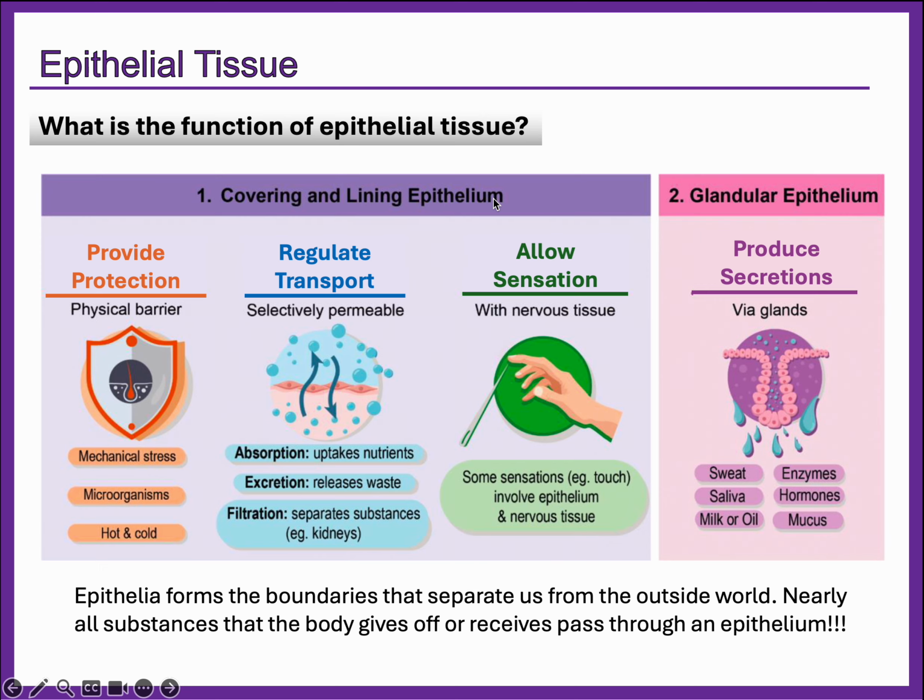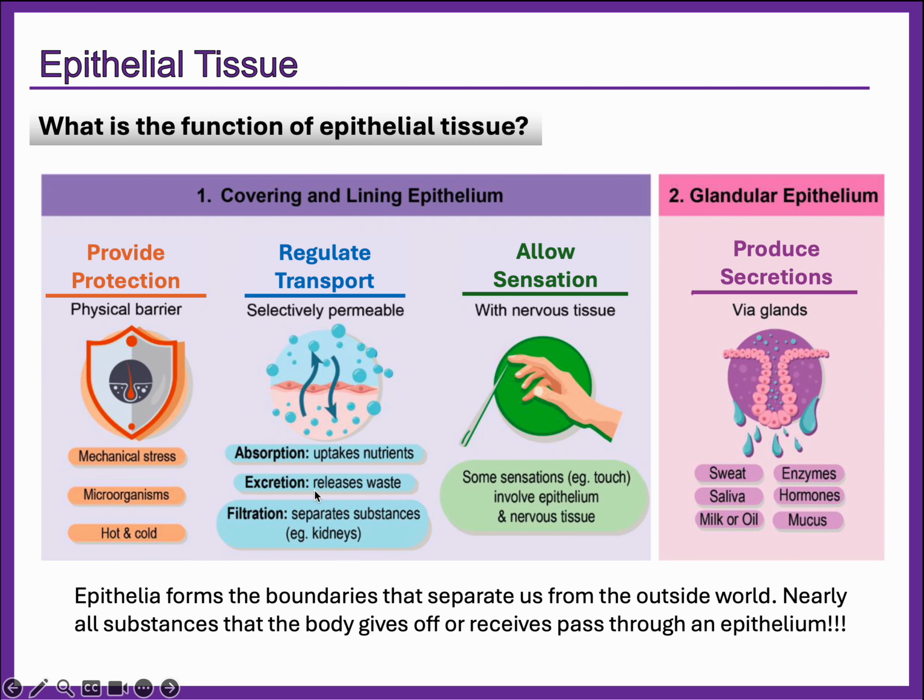These covering and lining epithelia, some of them help to regulate transport. Some epithelia are selectively permeable. Some allow us to absorb things and uptake nutrients. Where could this happen? Maybe the small intestine has this epithelium that likes to absorb things. Maybe the kidneys, which absorb things back into the body.